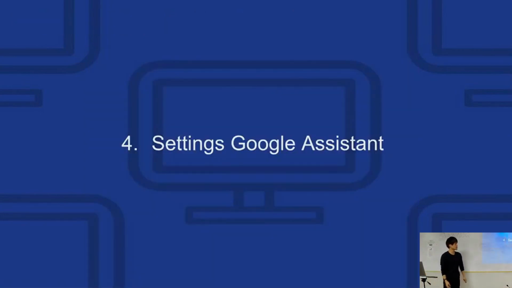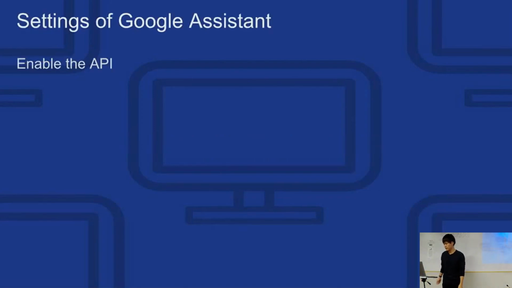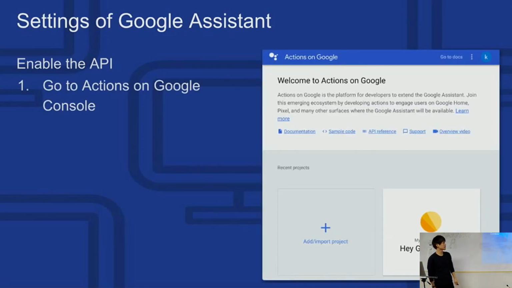Okay, next is setting up Google Assistant. If you want to create smart speaker applications, you need to enable the Google Assistant APIs. So first, open the browser and go to the Actions on Google Console page, and if you do not have a Google account, you need to create your account.